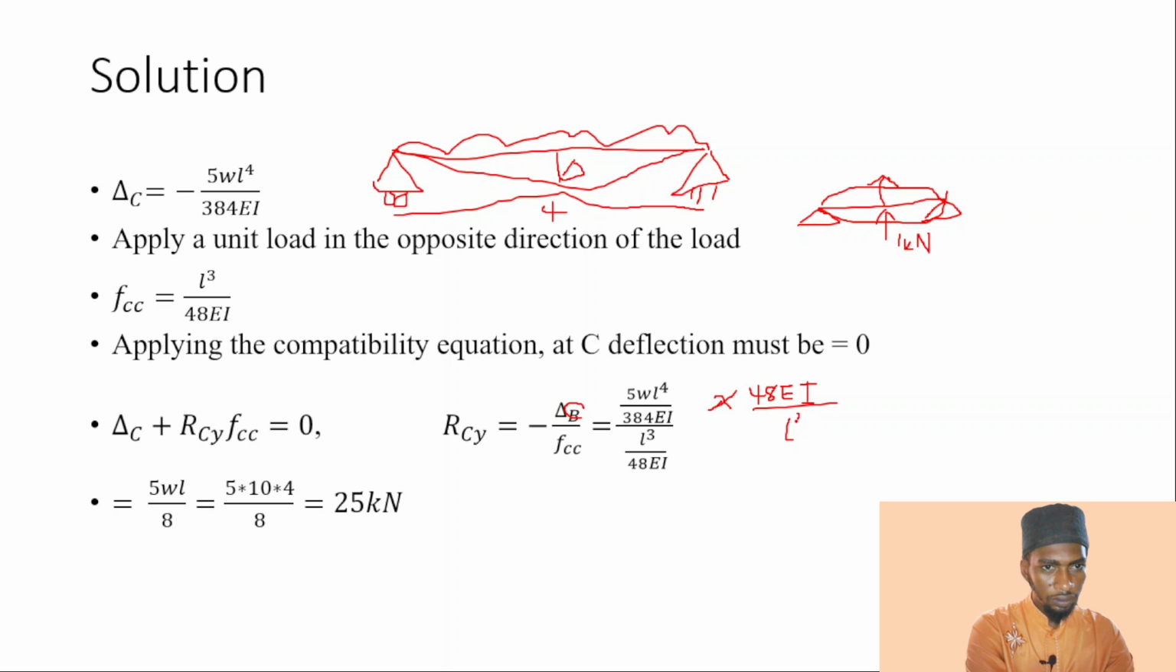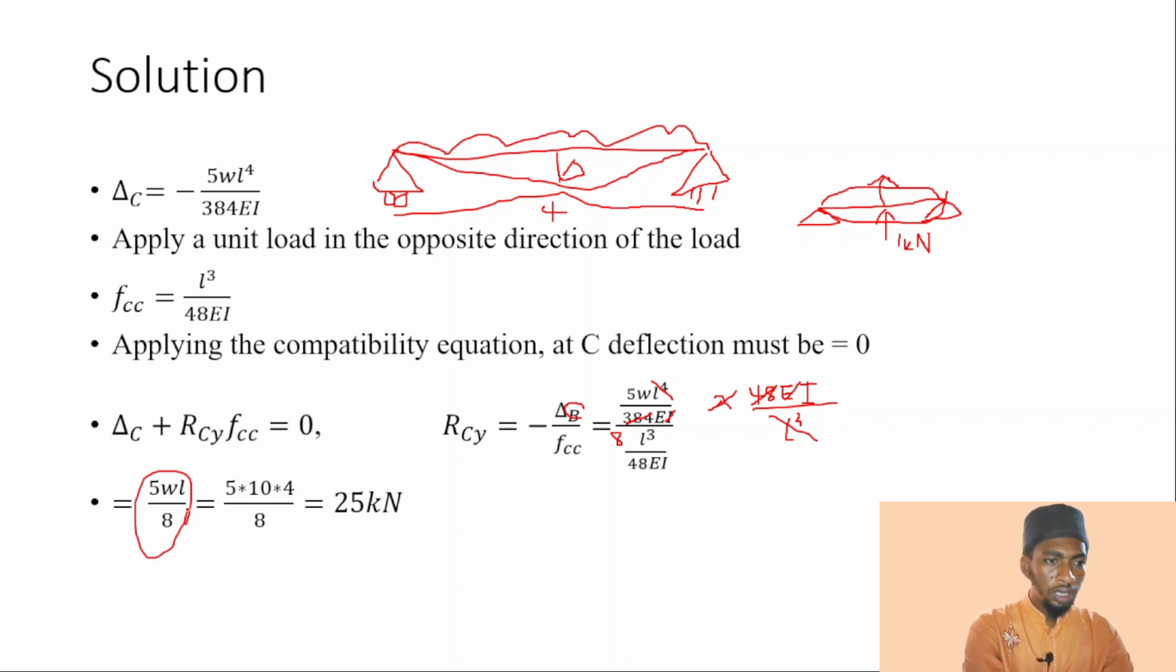So that L cubed is cancelling this, it will cross the power 4 here, only one L will remain, and 48 is going into 384 8 times. EI and EI are gone, so we are left with 5WL all over 8. That is what we have here. We have 5WL over 8.